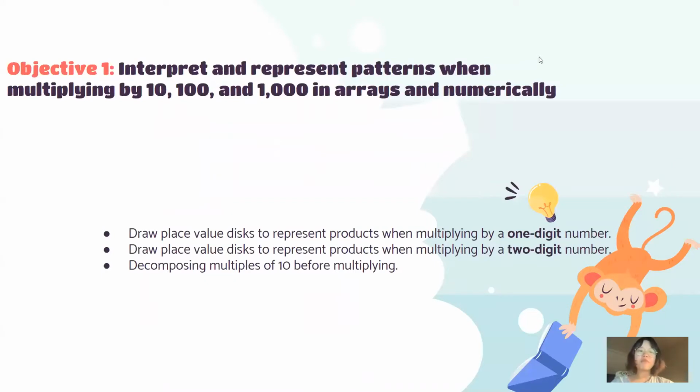So with our first objective, interpret and represent patterns when multiplying by 10, 100, and 1000 in arrays and numerically, we are going to draw place value disks to represent products when multiplying by one-digit and two-digit numbers, then decomposing multiples of 10 before multiplying.